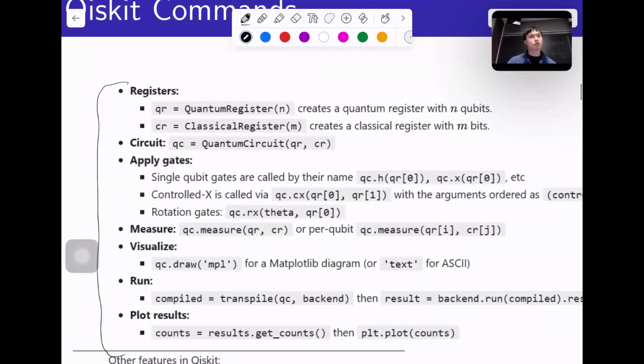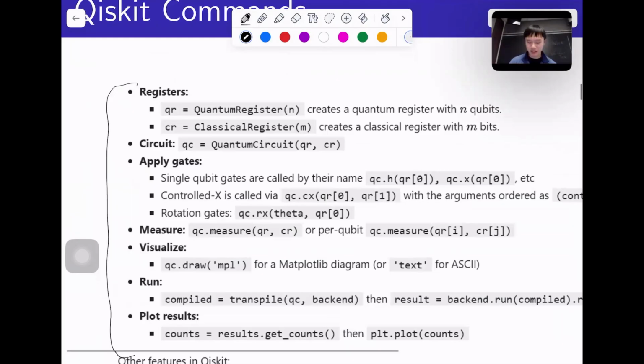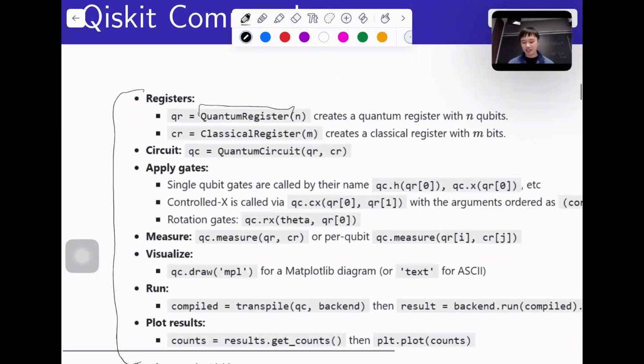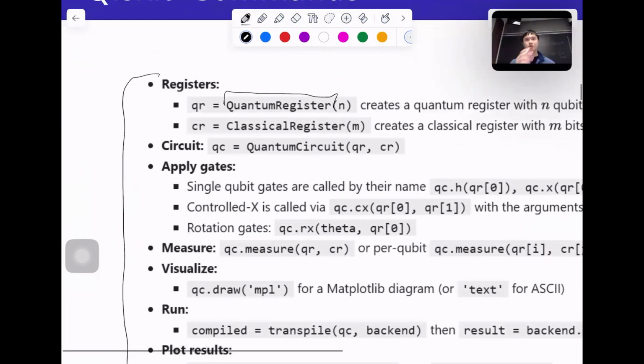Going through the commands now. First, you can have this command called quantum register, and this is just going to create a sort of quantum register with n qubits. And what I mean by register is basically just the set of qubits. So it's like the horizontal lines that we've been talking about. So it might, for example, create this if you do quantum register 4.